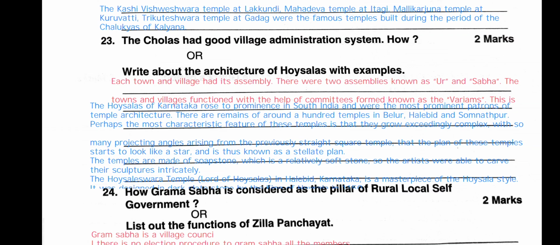The temples are made of soapstone, which is a relatively soft stone, so the artists were able to carve the sculptures intricately. The Hoysaleshwara Temple, Lord of Hoysalas, in Halebeedu, Karnataka is a masterpiece of Hoysala style.